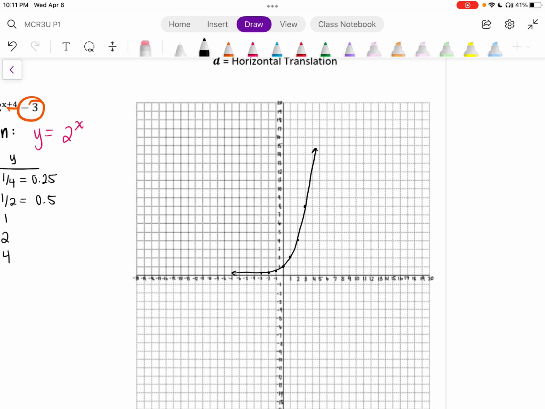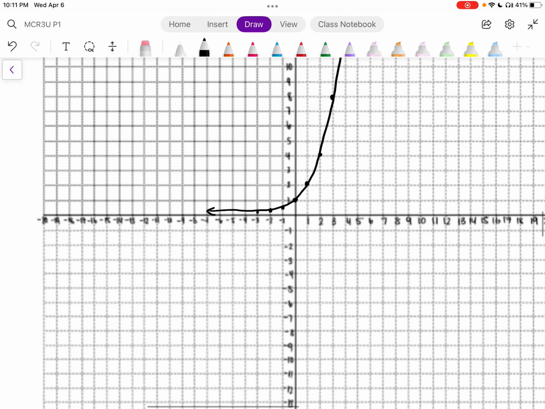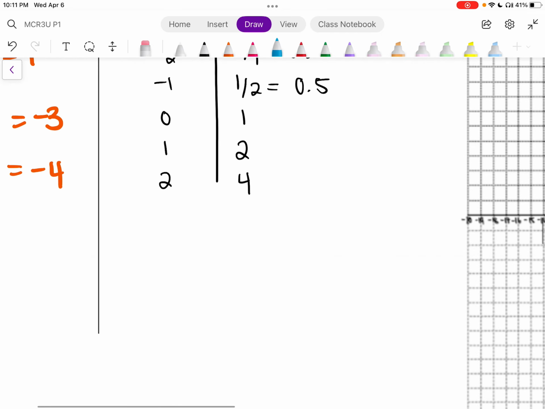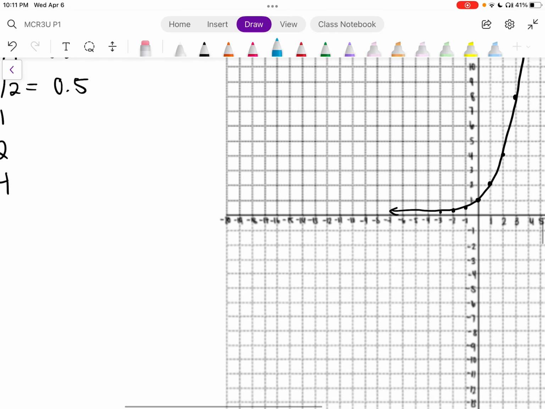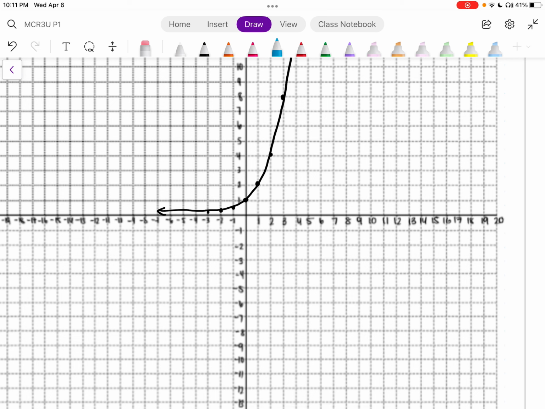Now, one thing that I could do is I could just take each individual point. I know that it's going to shift to the left by 4 and down by 3. So I could actually just do that with each individual point. So I could go here, shift to the left by 4. So 1, 2, 3, 4, down by 1, 2, 3.